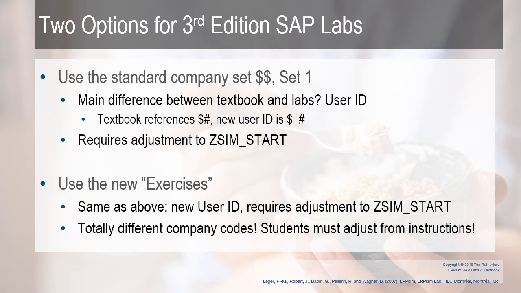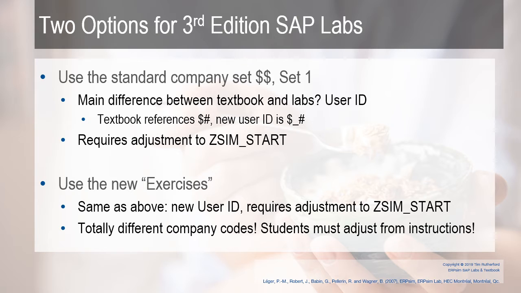And realize that that user ID sticks with the student throughout those 10 company sets. It does also require a change to ZSIM_start to be able to use those labs. I'll show you that in a moment. The other option is exercises. It's the same as above, in that the user ID is different and it requires an adjustment to ZSIM_start, but it's totally different company codes. So while the textbook is referencing the $$ company code, it's actually now totally different.